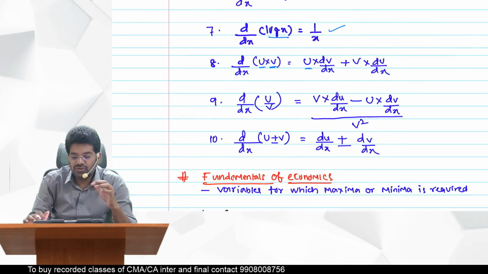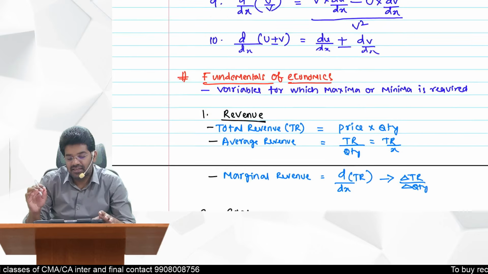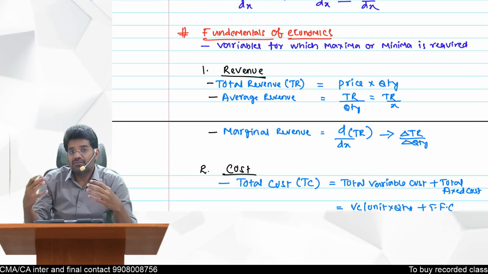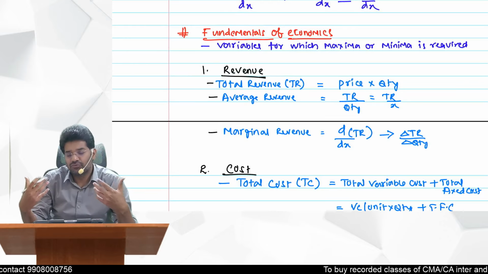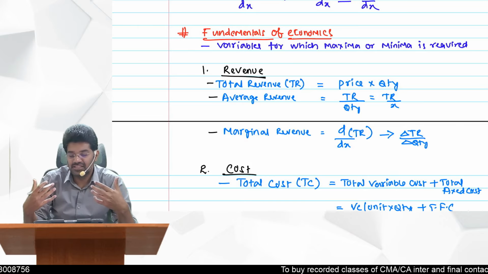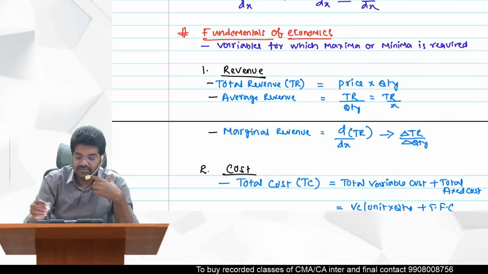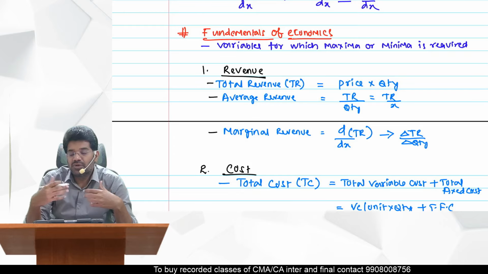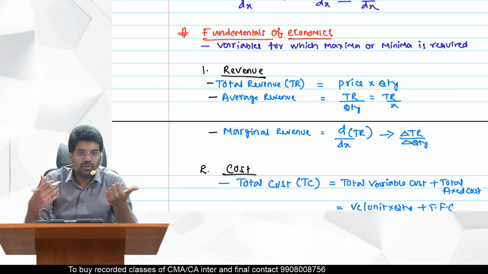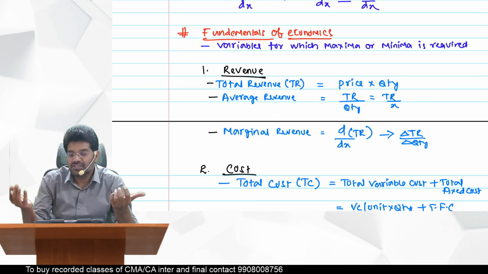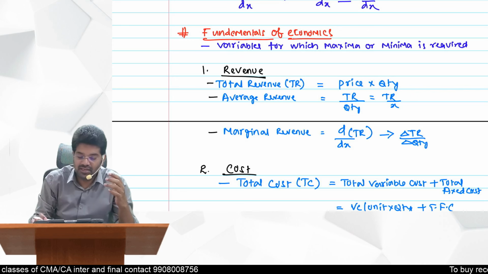Next thing is, you should also know a little bit of the fundamentals of economics. You might have already learned this at foundation level economics, so this is not something new for you. Easily you can connect this. Variables for which maxima or minima is required. Basically, for which variables do we require maxima or minima? It could be profit, it could be cost. Those are the variables. How to calculate those variables, that is what we are learning.